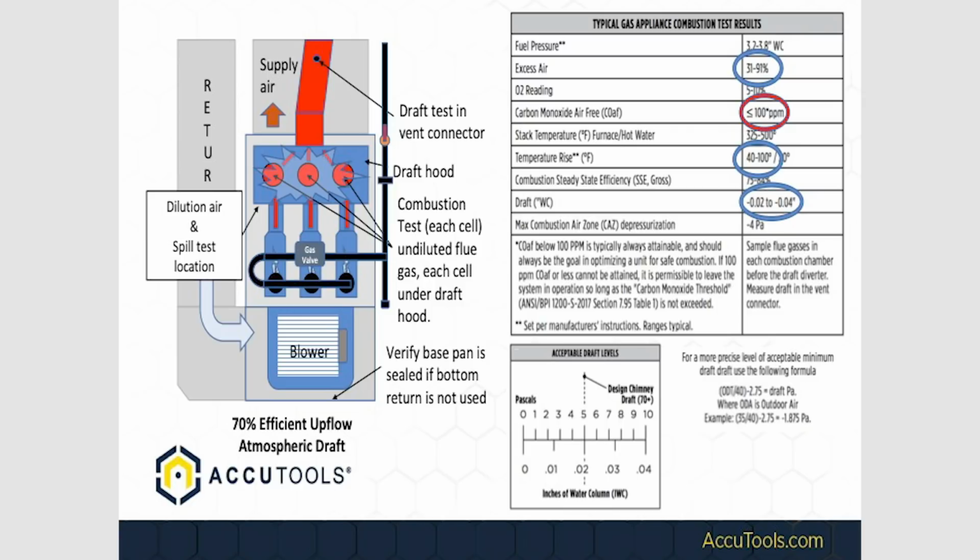We never want to test flue gas once it's gone through the dilution air hood or draft hood on there, because that flue gas is highly diluted. We want to test it when it's coming out of the combustion chamber itself. Verify the base pan seal.